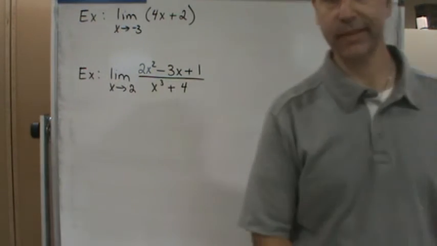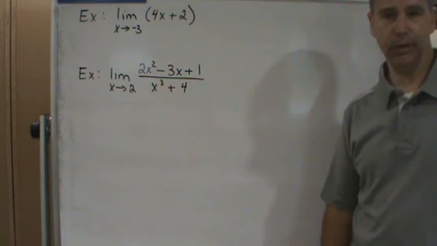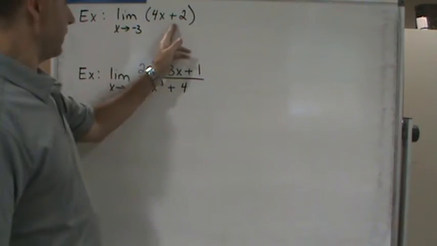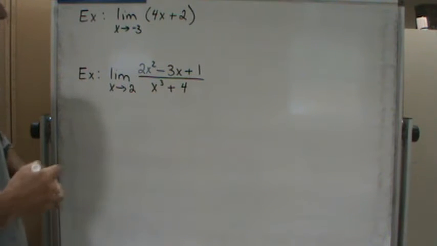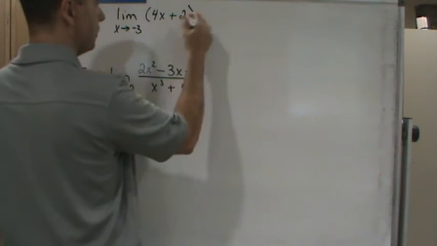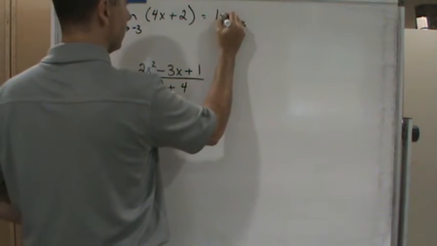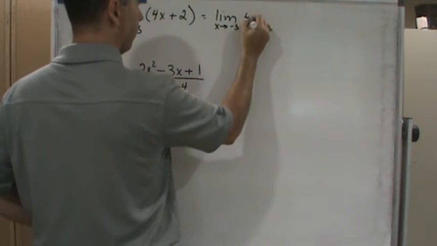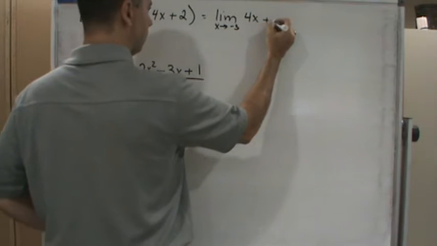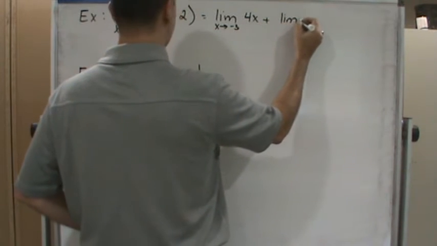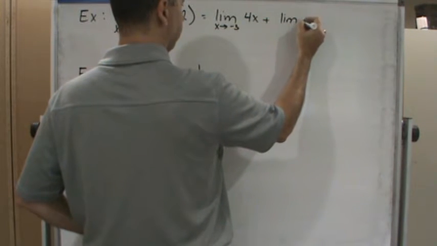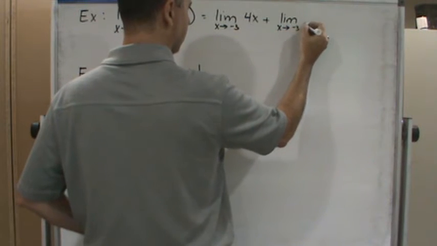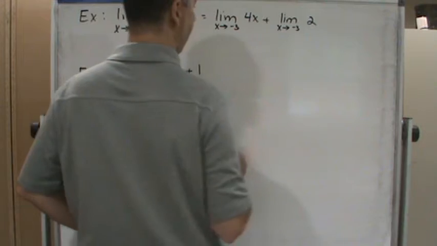Okay, now we're going to do some examples of applying the limit laws. So now the first one, we have a sum, right? So we're going to use the sum law, and we're going to split this up into two limits, and this will be the limit as x approaches -3 of 4x plus the limit as x approaches -3 of 2.